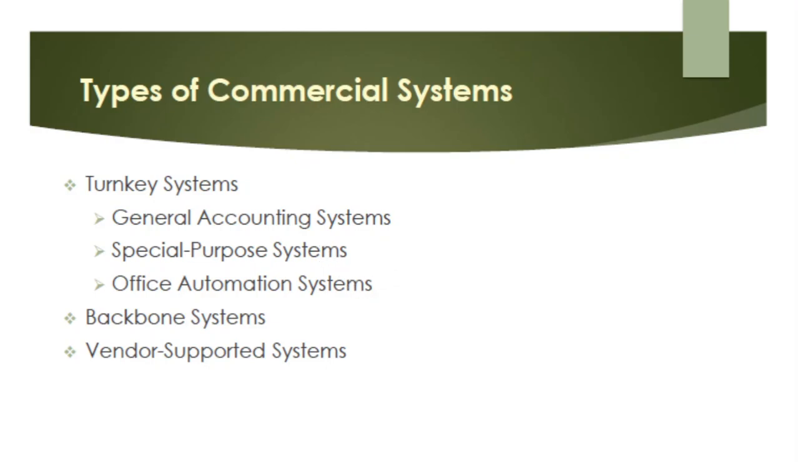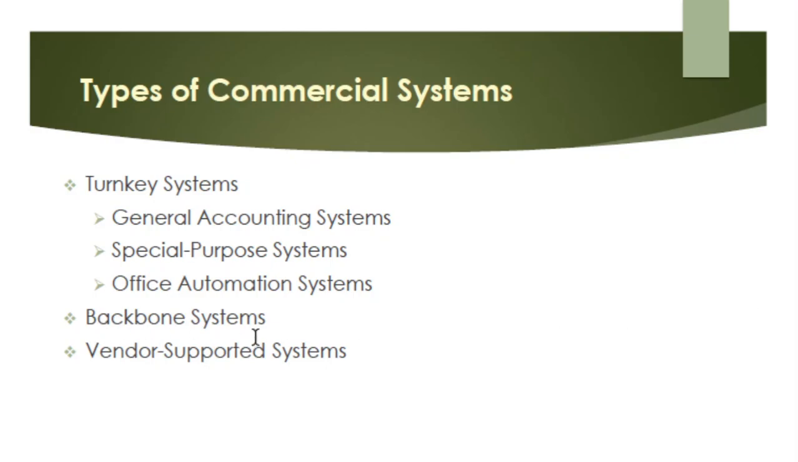These are computer systems that improve the productivity of office workers, examples of which include word processing packages, database management systems, spreadsheet programs, and desktop publishing systems. Now, another type of commercial system is your backbone system.